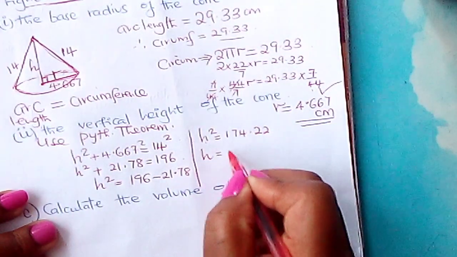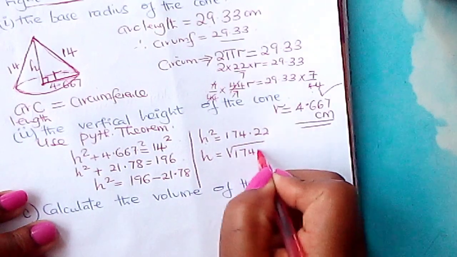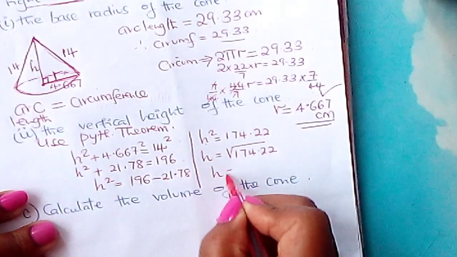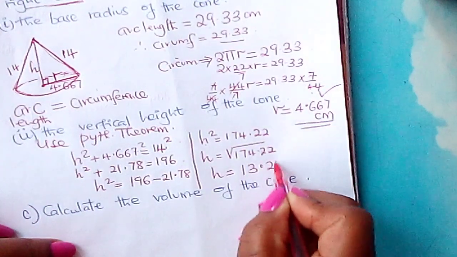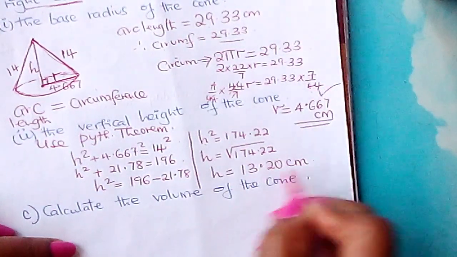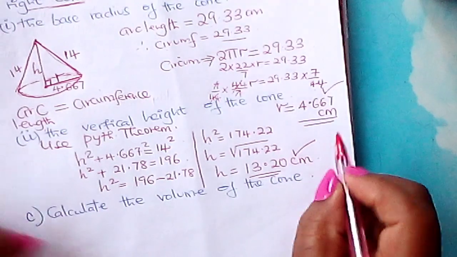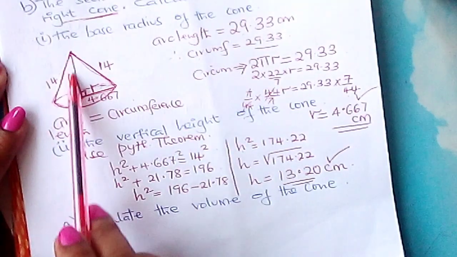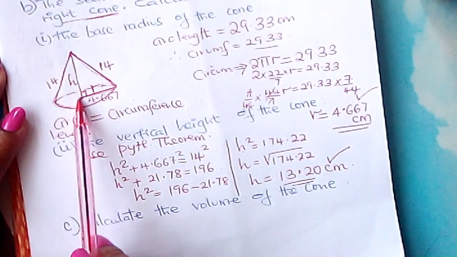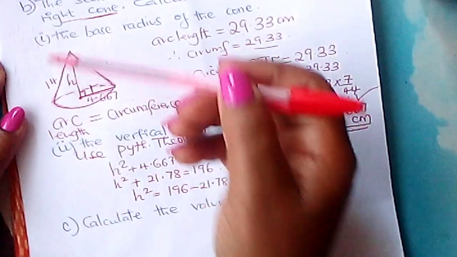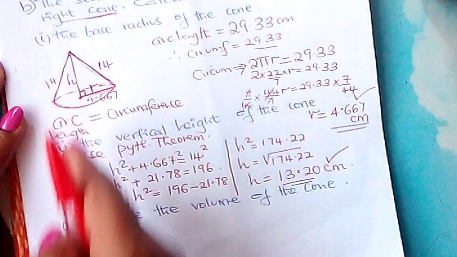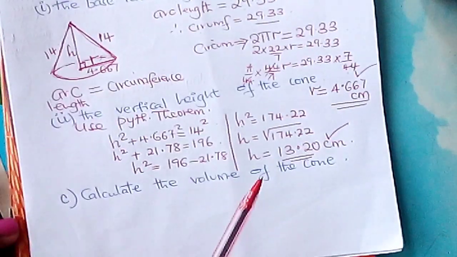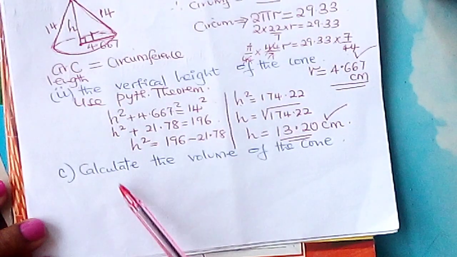So what is your h? You find the square root of that. And therefore your h will be equal to 13.20, maybe to the nearest 2 decimal places. That is the vertical height of our cone. Remember, this one is called slant height, vertical height. From there, learner, we look at the last question.